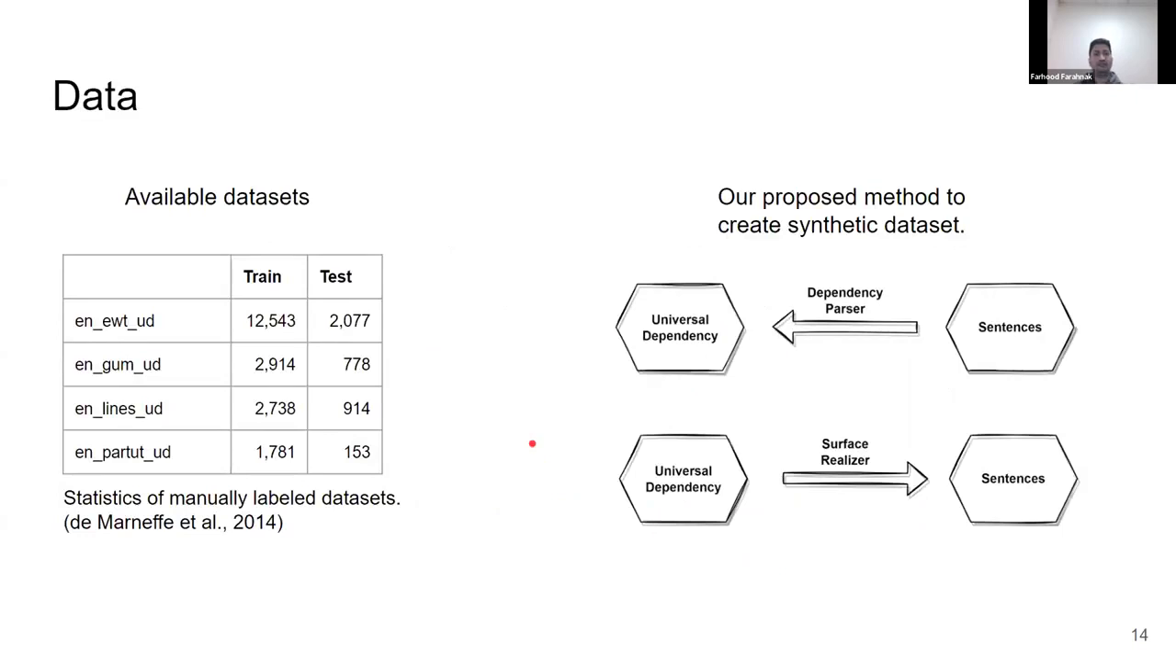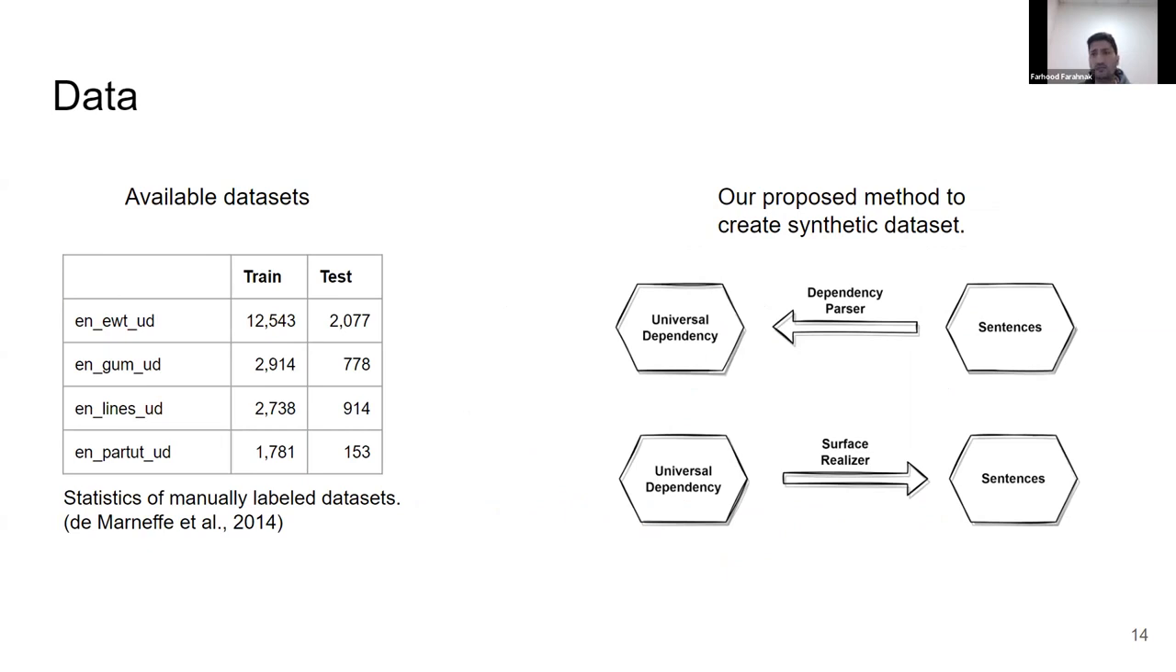For the available data sets in the Universal Dependencies data set for English, we can see the statistics here. The largest data set, EWT, has only 12,000 training samples, which is not a lot for training deep models. So we decided to use synthetic data for this purpose.